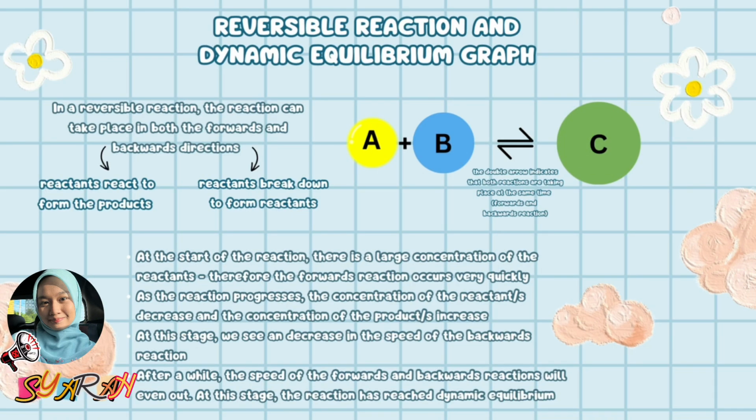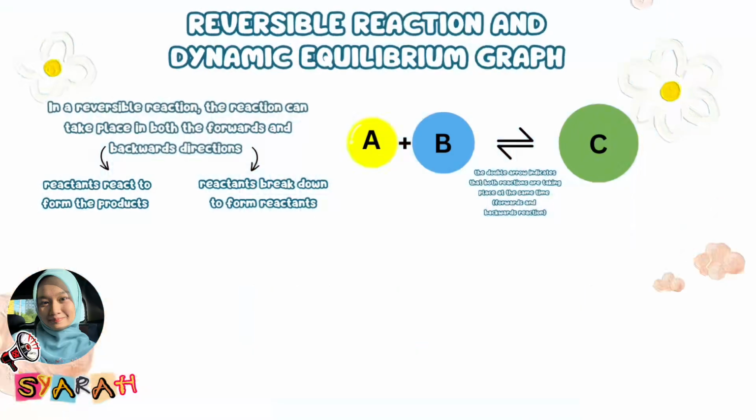After some time, the rate of the forward reaction becomes equal to the rate of the backward reaction. At this point, the concentration of reactants and products remain constant, even though both reactions are still happening. This condition is known as the dynamic equilibrium. The reaction does not stop, but it is balanced.